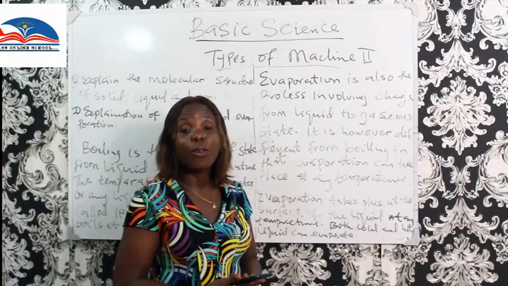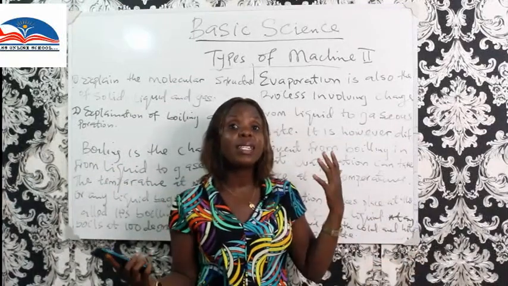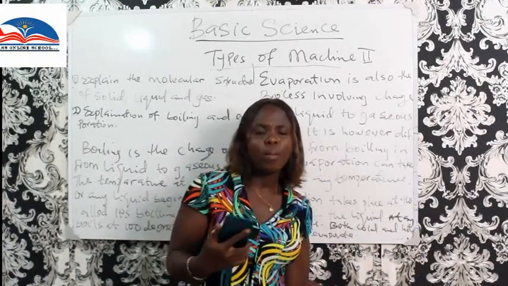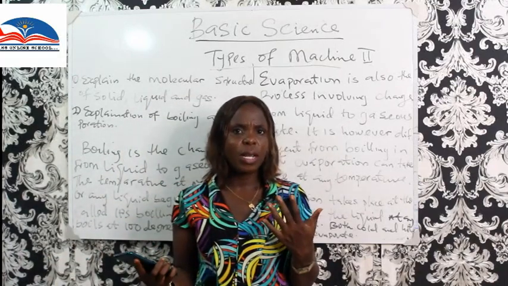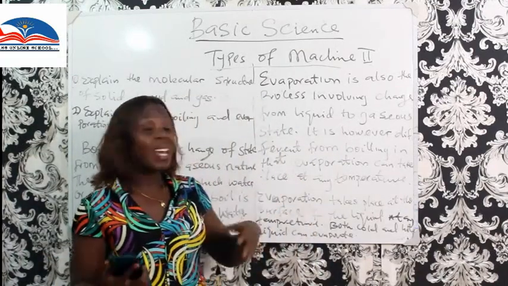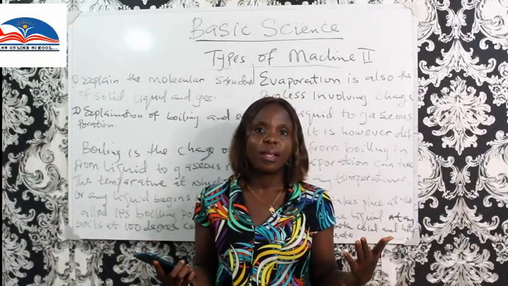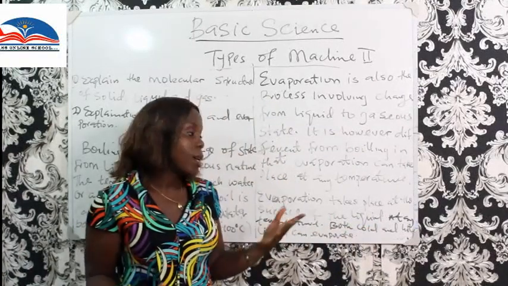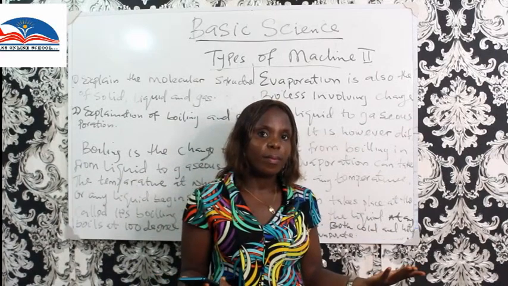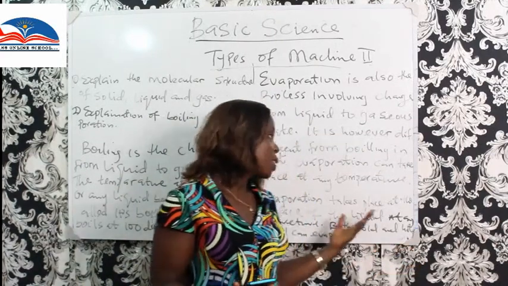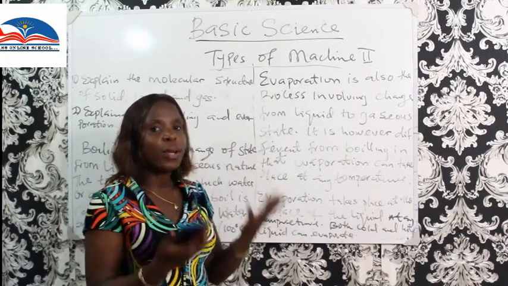That is for evaporation. So we see that both boiling and evaporation change from liquid to gaseous state. But the difference is that evaporation takes place at any temperature, but boiling takes place at its boiling point. And another thing is that evaporation takes place at the surface of the liquid. It starts evaporating out.